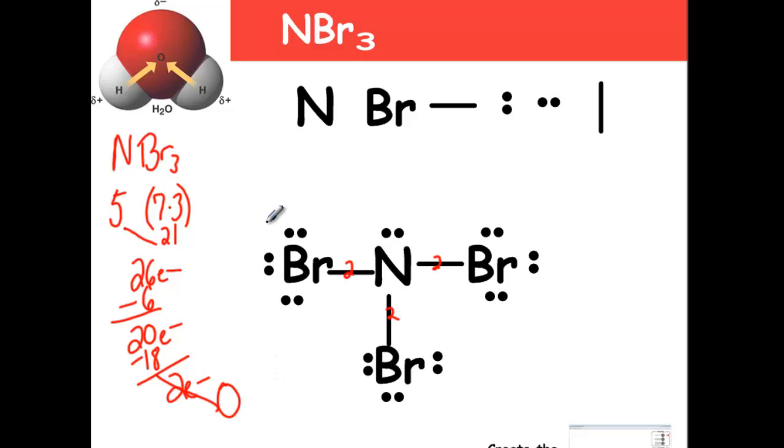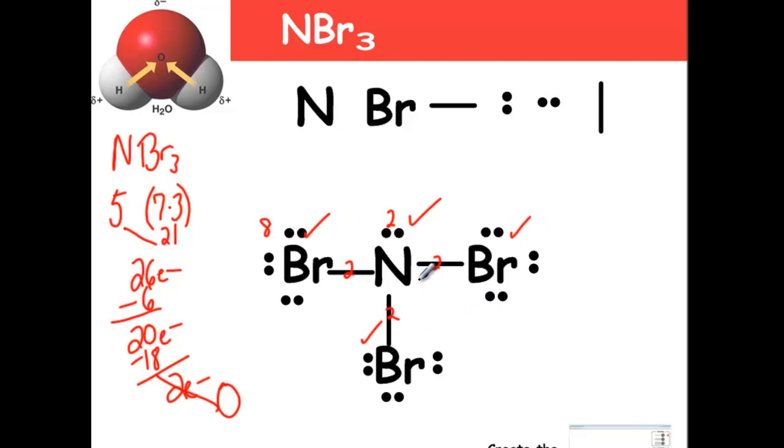So just do a quick peek. This guy's got 8: 2, 4, 6, and 2 in the bond. This guy's got 8: 2, 4, 6, 2 in the bond. This guy's got 8: 2, 4, 6, plus 2 in the bond. And nitrogen's got 2 right here, 4, 6, 8. So everybody's happy, and our pool is empty.